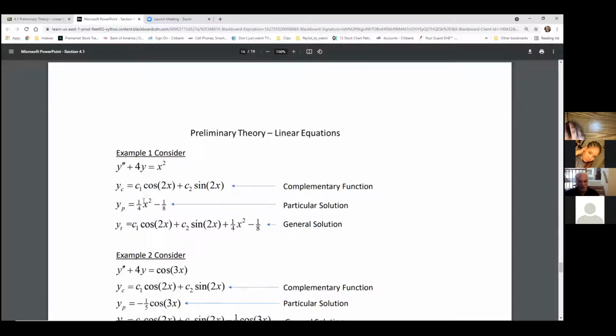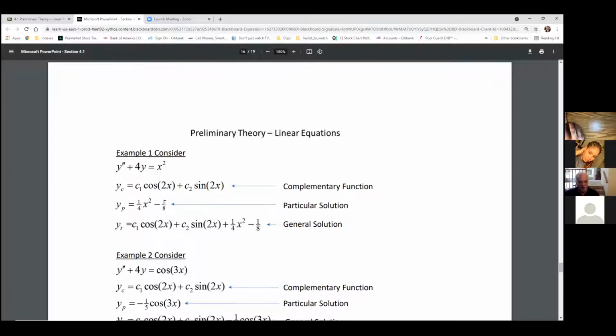It turns out that the particular solution to this differential equation is this. This is the particular solution. Then the total solution is the complementary solution plus the particular solution. That's all we're saying. Once again, this y sub c is the solution when this is equal to 0. We find that first, and then we find the particular solution.